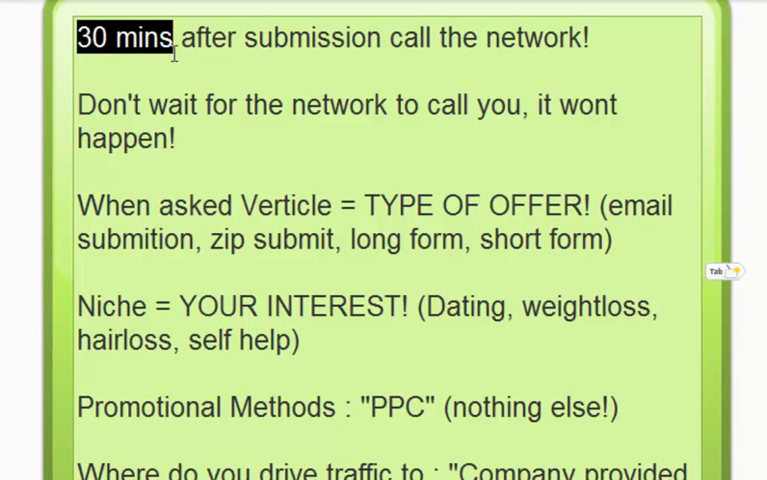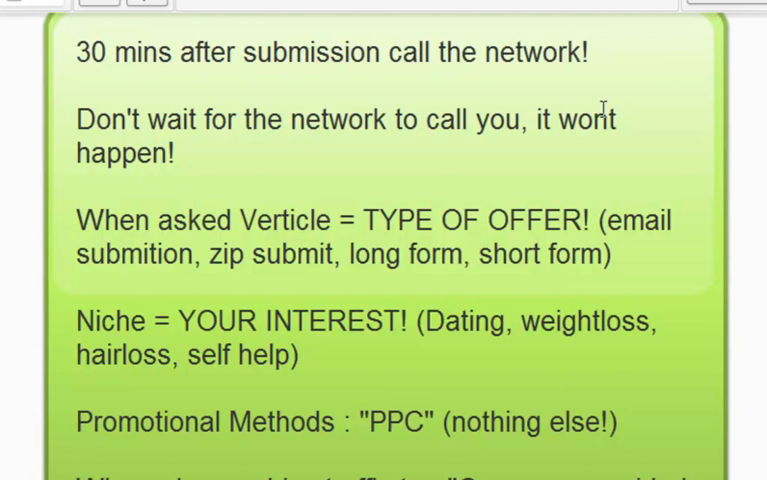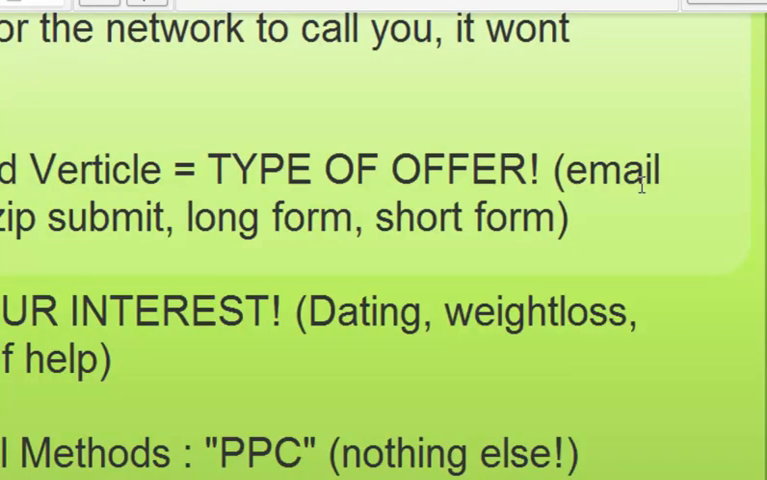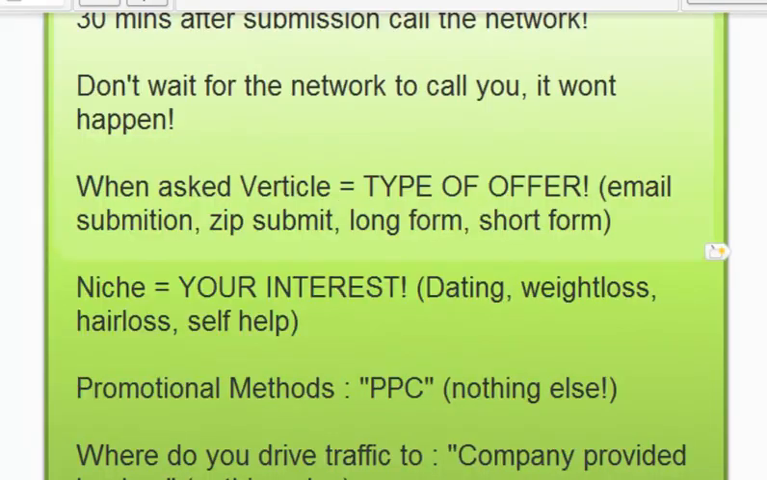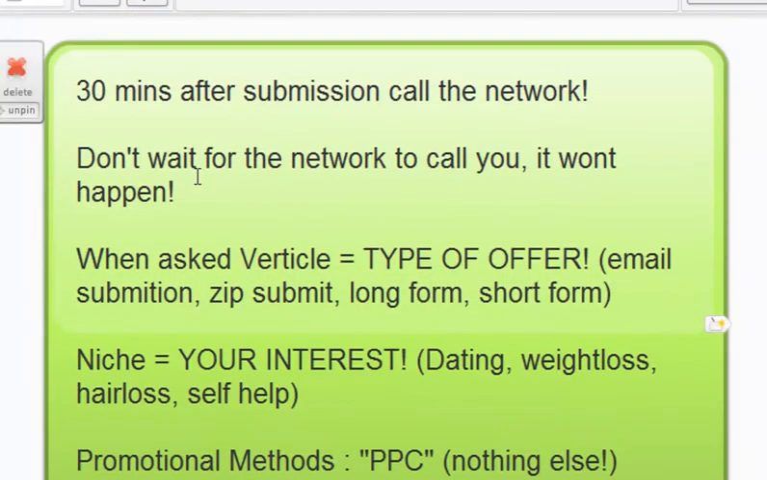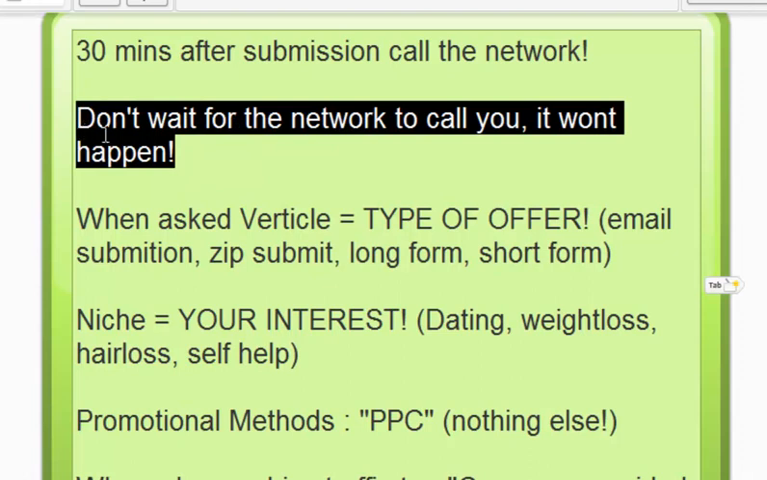Sometimes you might be given an account manager's number and details and phone number and that sort of thing. If you're not given all that, call the network directly. It doesn't matter. You need to call the network. The network's not going to call you. Don't wait for the network to call you, because it won't happen.